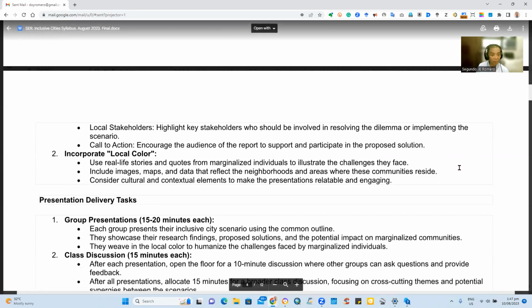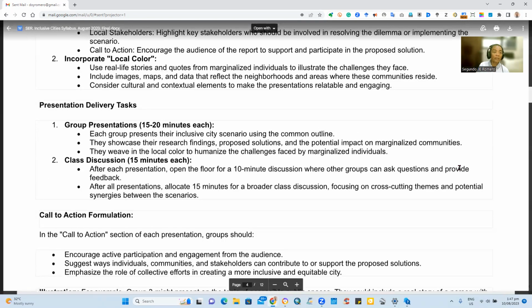Include images, maps, and data that reflect the neighborhoods and areas where these communities reside. Consider cultural and contextual elements to make the presentations relatable and engaging. Okay, the presentation delivery tasks will be at the end of the course, and each group will be given 15 to 20 minutes each.